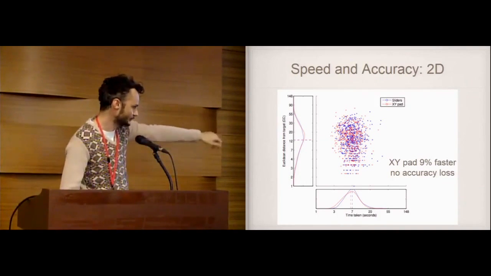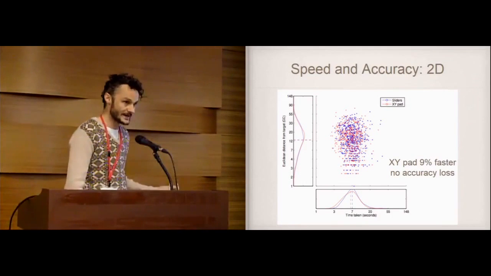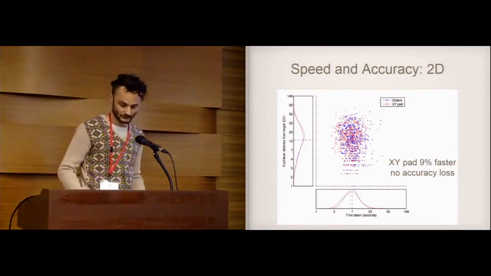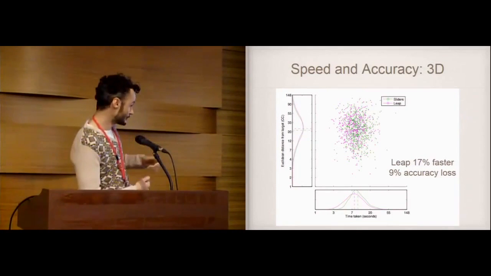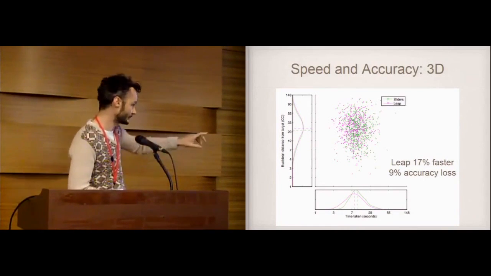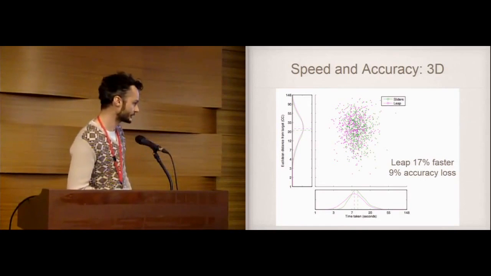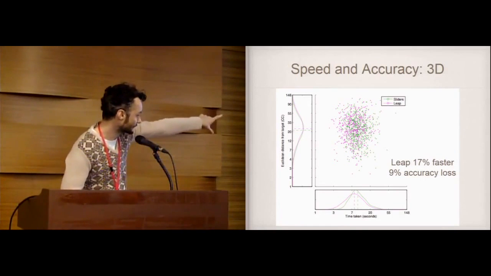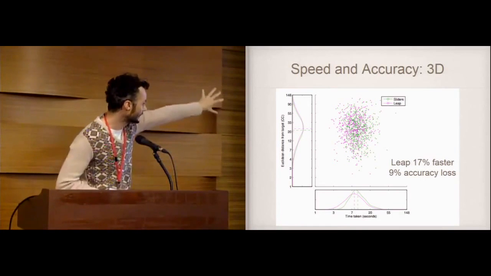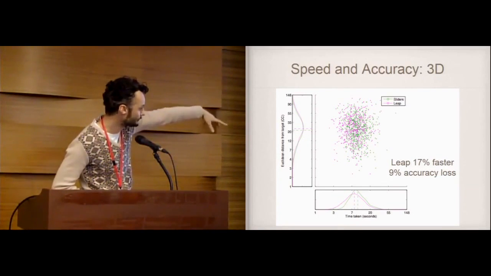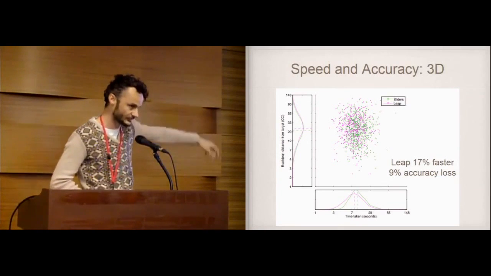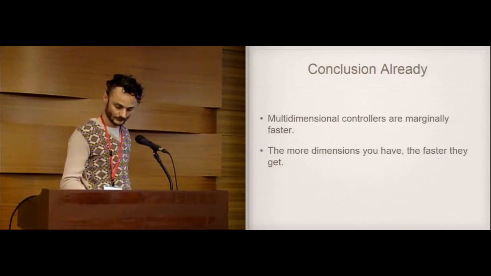The XY pad was 9% faster and no accuracy loss. So that's encouraging. If we take it up to 3 dimensions, then the difference was bigger. So Leap was 17% faster. So you can see that the pink dots, which are the Leap Motion, the really fast results are on the left. You can see there's more fast results from the Leap Motion.